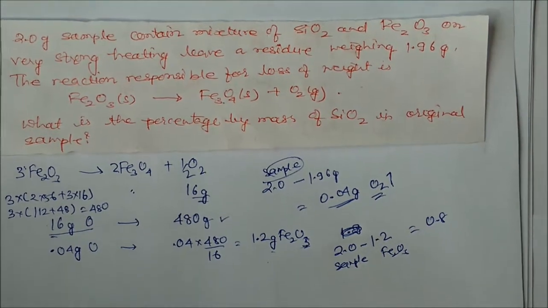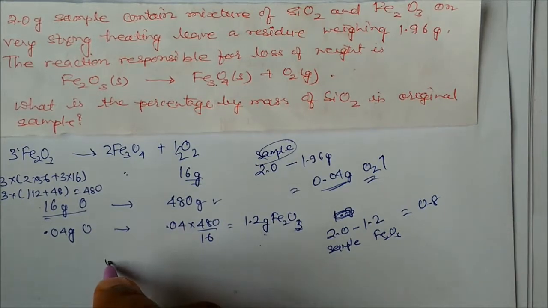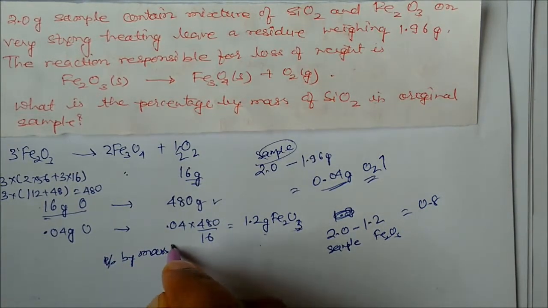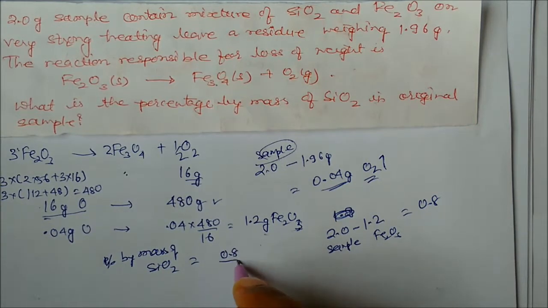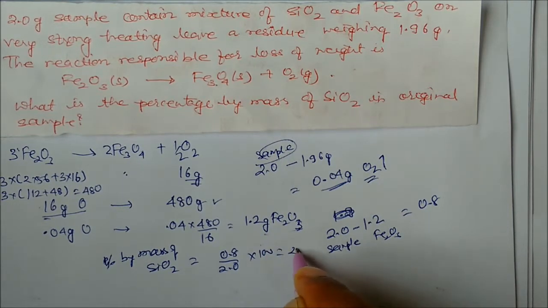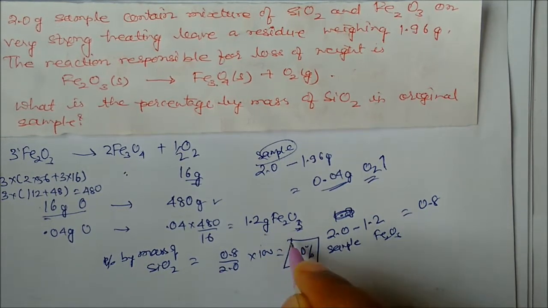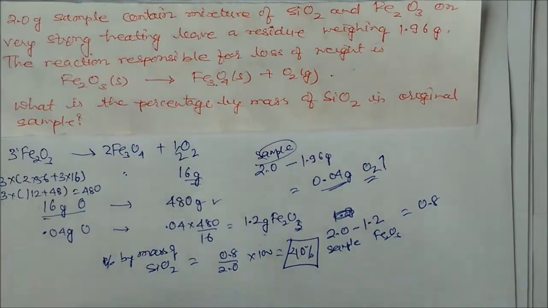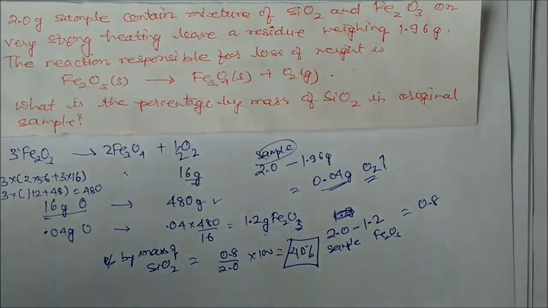So again we can write here, percentage by mass of silica oxide is equal to 0.8 divided by 2 into 100. So you will get the answer here, 40%. So this is the percentage of silica in the original sample.